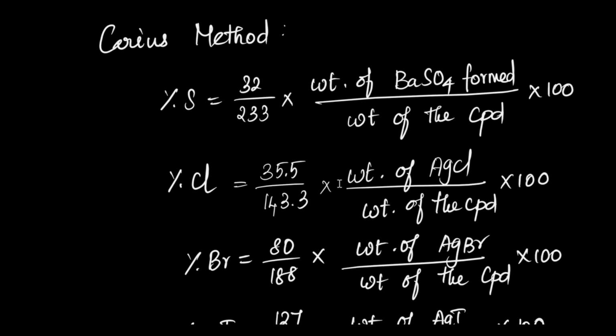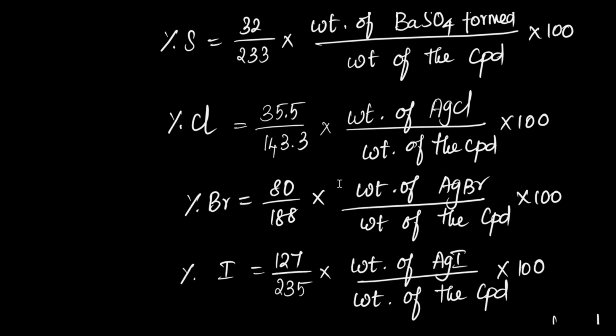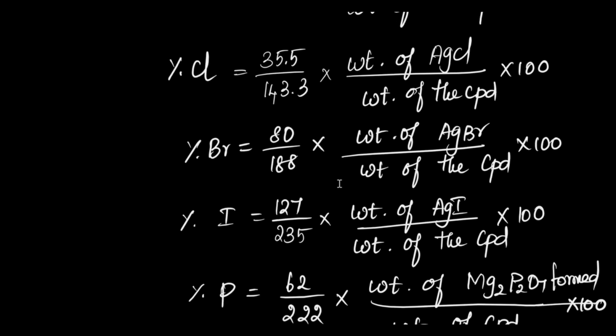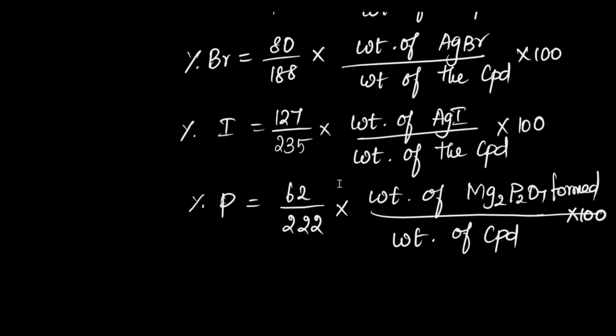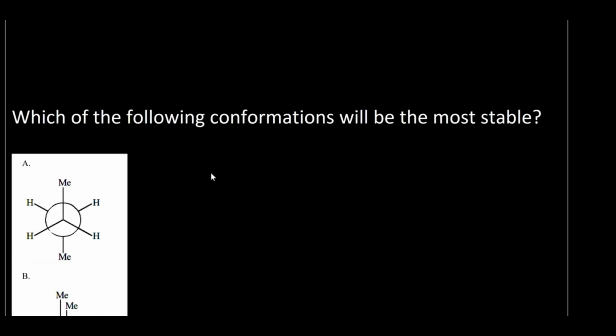Then Carius method of sulfur, 32 by 233. Why 233? Because barium sulfate is formed. Chlorine 143.5 because AgCl is formed. Bromine 188 for AgBr. 235 for AgI. And for phosphorus 222 for magnesium pyrophosphate. Okay, simple.